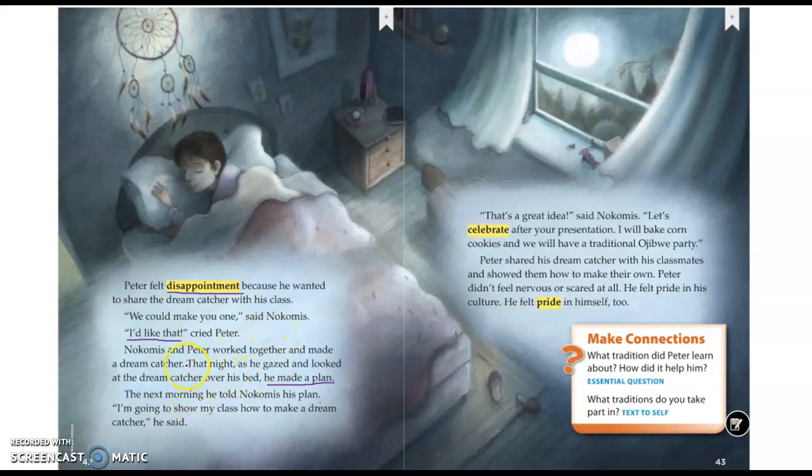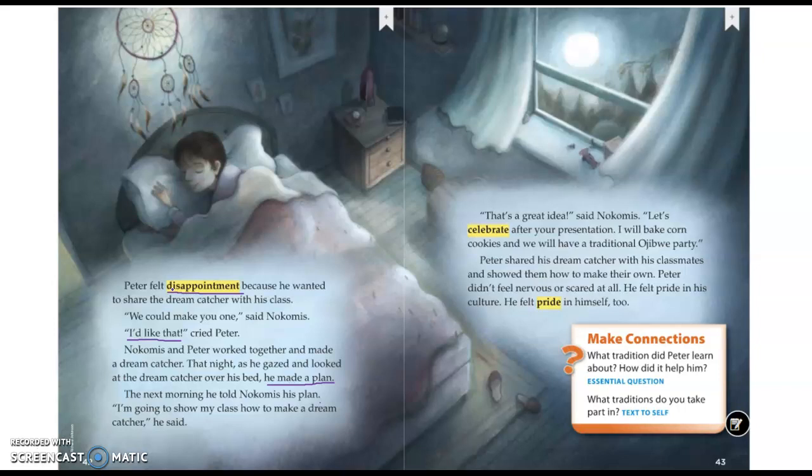That's a great idea, said Nokomis. Let's celebrate after your presentation. I will bake corn cookies and we will have a traditional Ojibwe party. Peter shared his dream catcher with his classmates and showed them how to make their own. Peter didn't feel nervous or scared at all. He felt pride in his culture. He felt pride in himself, too.